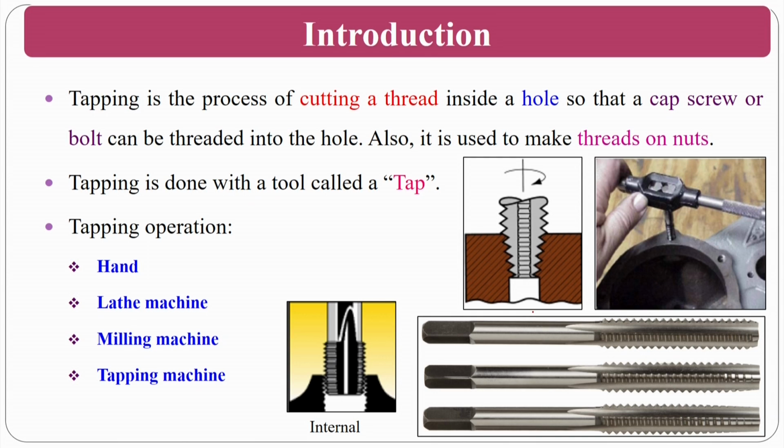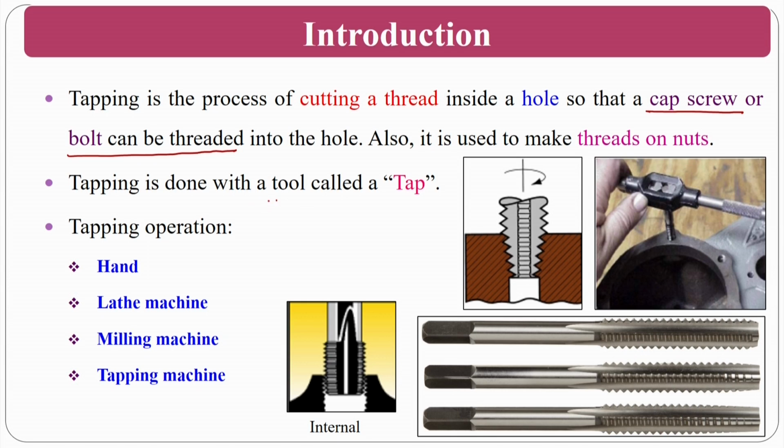Introduction to the tapping process. Tapping is cutting a thread inside a hole so that a cap screw or bolt can be threaded into the hole. That means my prerequisite is I require a hole to make the tapping process. If there is no hole, I cannot generate the threading on a particular workpiece. So I require a hole on which I can generate the threadings.